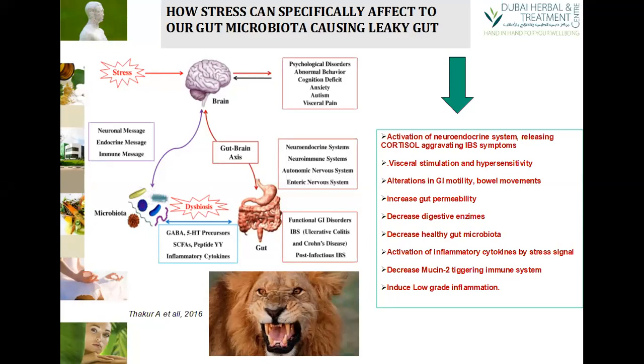This is what we call response to chronic stress, and this is how it can affect our gut. That's why a lot of people are having gastrointestinal issues, mood changes, and fatigue. Why? Because our gut produces 95% of our serotonin. And stress affects it because there is an activation of the neuroendocrine system releasing a lot of cortisol, aggravating the symptoms of IBS. There is visceral stimulation and visceral hypersensitivity, and alteration in our gastrointestinal motility, our bowel movement.